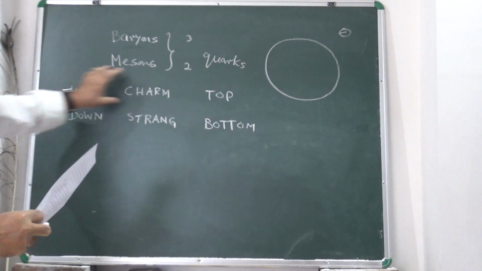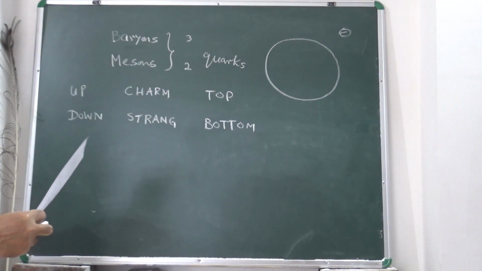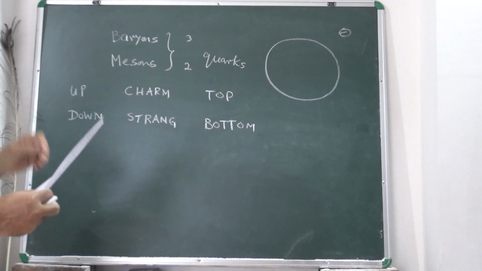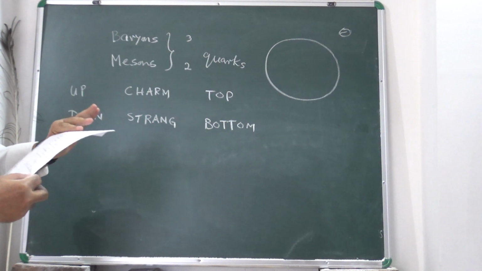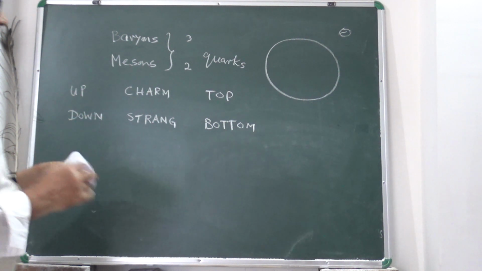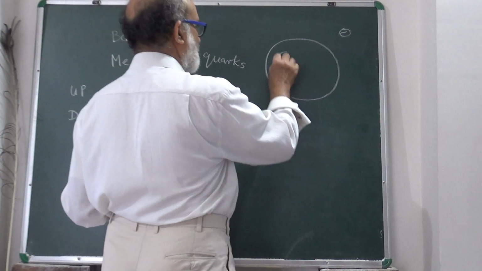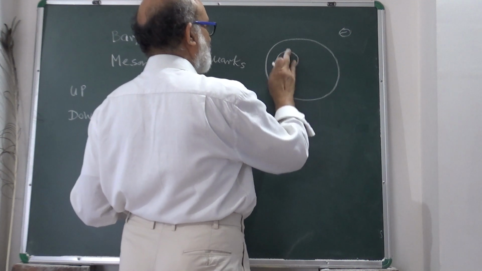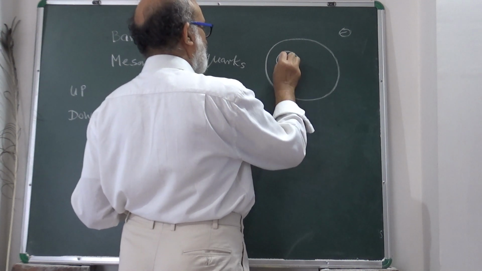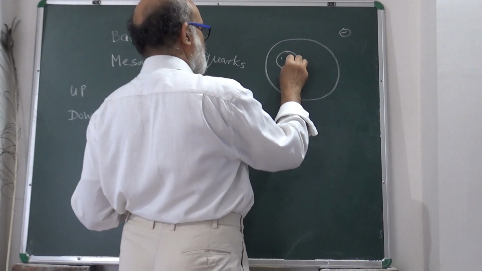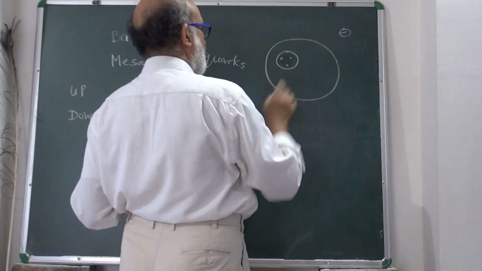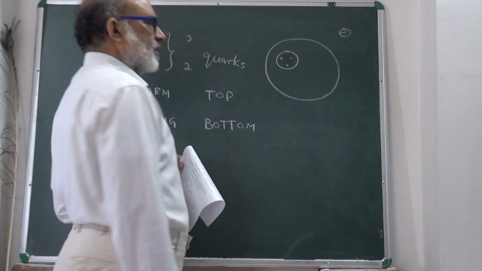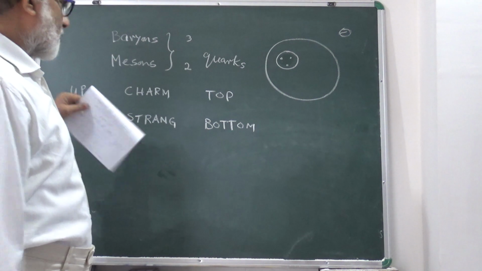So these are the elementary particles which form baryons and mesons. Now, suppose this is a proton. The proton is made up of 3 quarks. Proton is made up of up and down, 2 up and 1 down. And neutron is made up of 1 up and 2 down quarks.